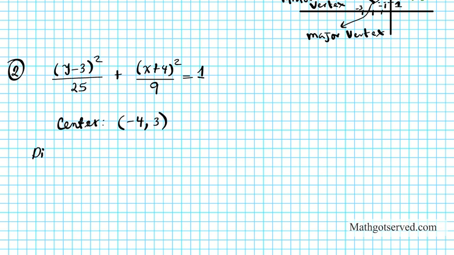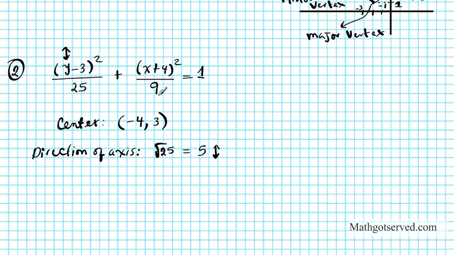Next thing we need is the direction of the axis. So square root of 25 is 5. We just square root the terms in the denominator. What direction do you go? Since this was under the y, and we know the y-axis goes up and down, we're going to go 5 units up and down.